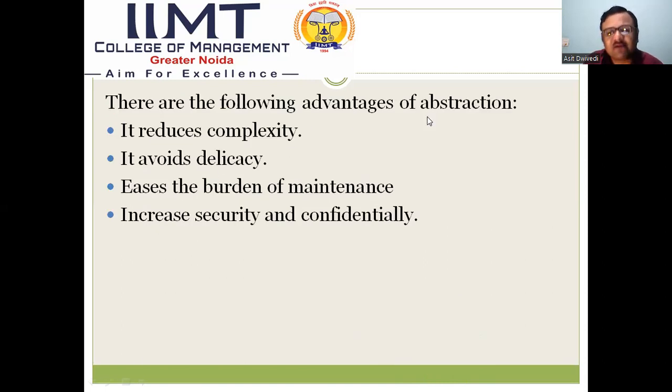There are the following advantages of abstraction. It reduces complexity. It avoids duplicity, eases the burden of maintenance, increases security and confidentiality.